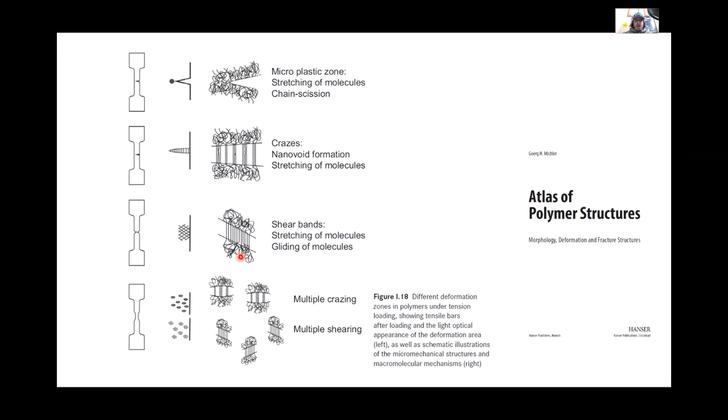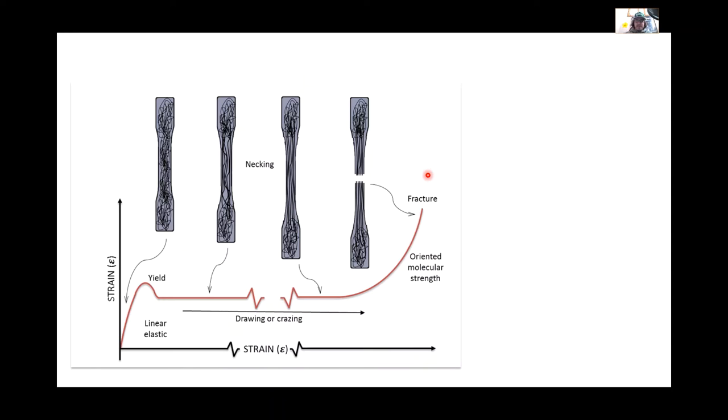And I don't think this is the most complete figure. No bash to this author, but let's see this next slide. So I kind of like this figure a little better. It's missing a lot of stuff though. It's missing craze cracking and the shear band formation, but I kind of like it because it shows it in reference to a stress strain curve.